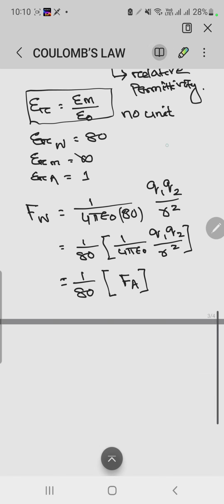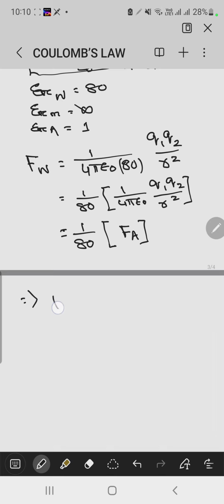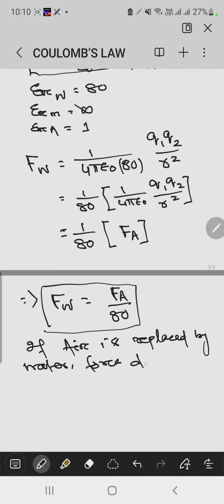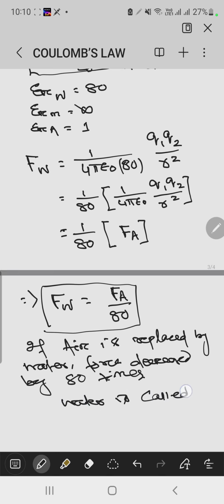From here we have a conclusion that F water is equal to F air divided by 80. That means if air is replaced by water, the force decreases by 80 times. For that reason, water is called a solvent. This is all about Coulomb's law, and for more we can discuss later. Thank you.